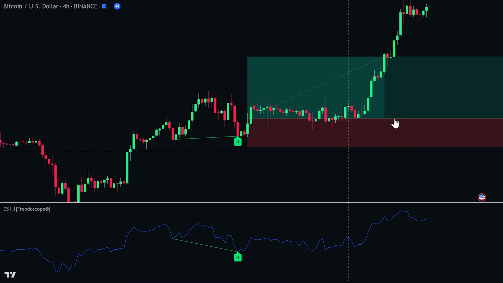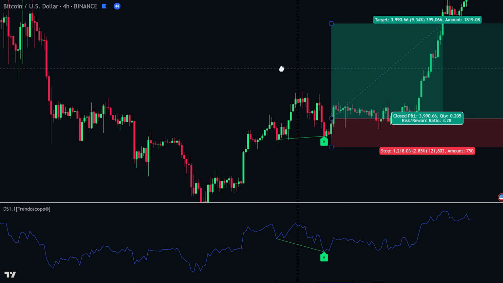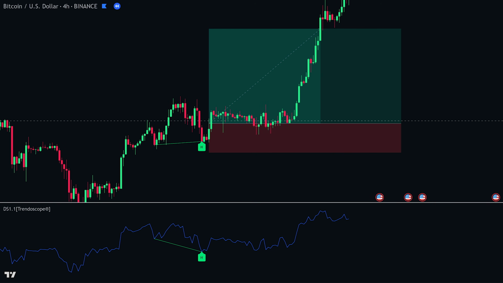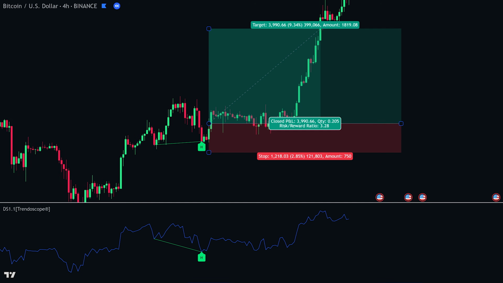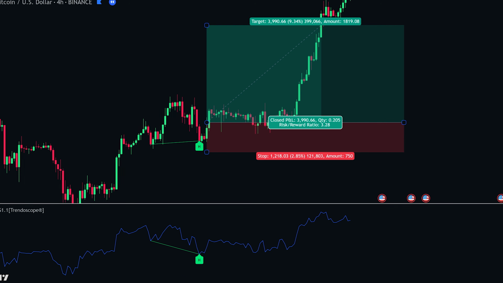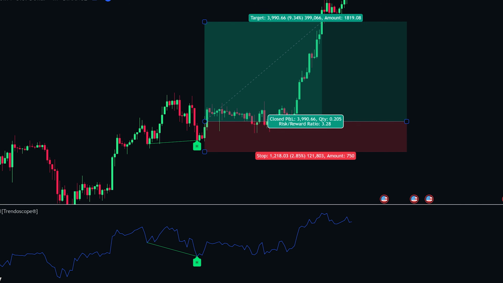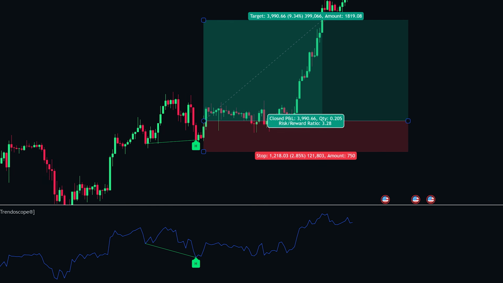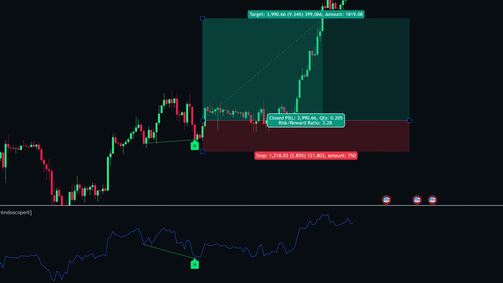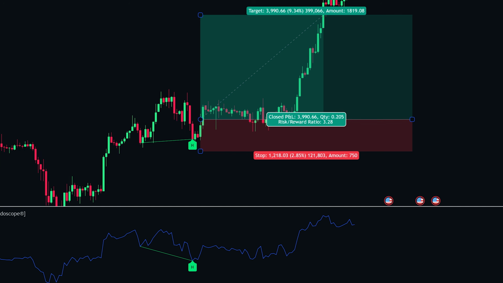The Divergence Screener by Trendoscope helps you spot where price and momentum disagree, a powerful signal that a reversal or continuation might be on the way. It automatically highlights both regular and hidden divergences using clean visuals and labels, so you don't have to search for them manually. When combined with structure, support and resistance, or your favorite confirmation tools, it becomes a reliable addition to your trading plan.